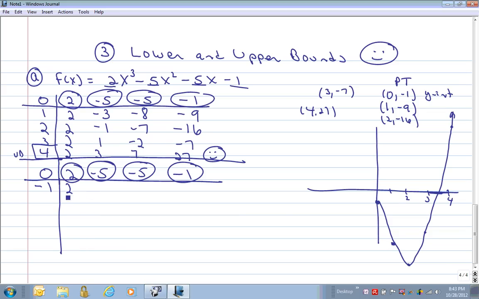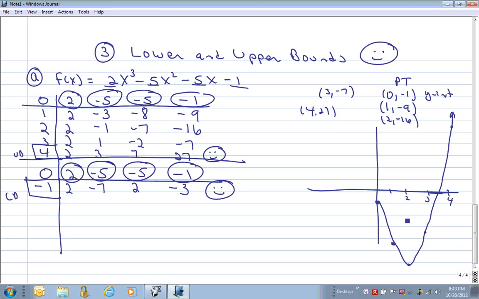All right, so bring down the 2. Negative 1 times 2 is negative 2. Negative 2 and negative 5 would be negative 7. Negative 7 times negative 1 is positive 7, and negative 5 would be a positive 2. Negative 1 times 2 would be negative 2. Negative 2 and negative 1 would be negative 3. I believe we are there. That was pretty quick. Positive, negative, positive, negative. We have alternating signs, so negative 1 is my lower bound.